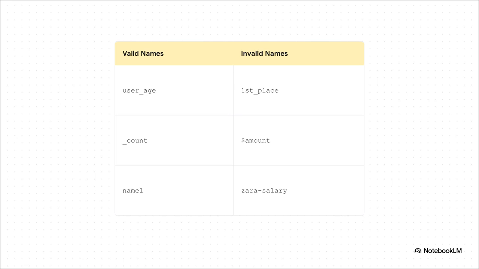But look at the right side. These are the classic mistakes. 1st_place. Nope, can't start with a number. dollar$amount. Nope, can't use special characters like the dollar sign. And zara-salary? That hyphen is a no-go because Python thinks you're trying to do subtraction.